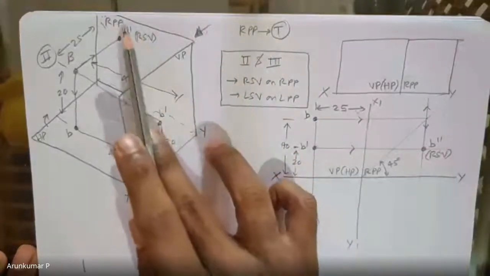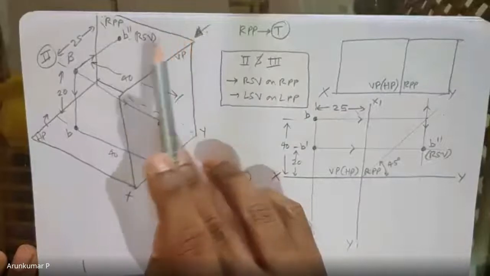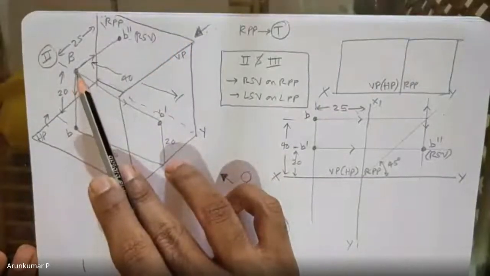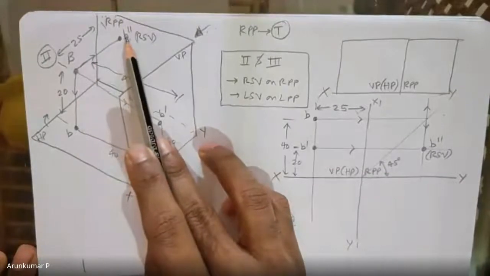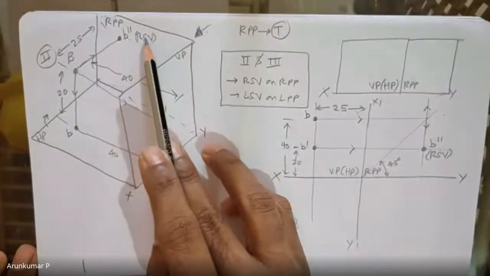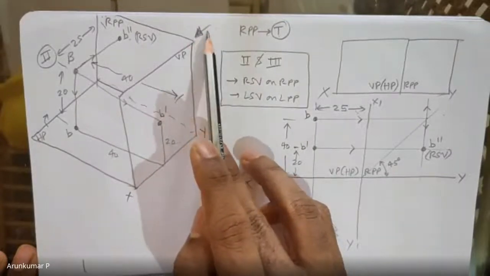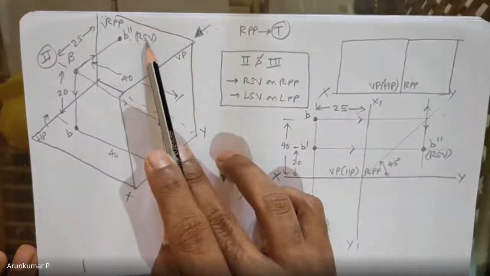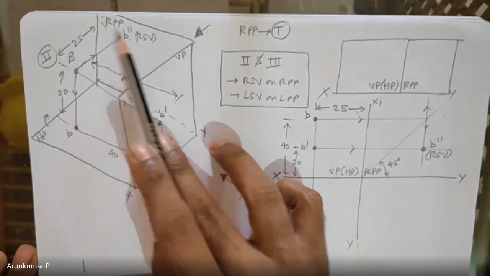If you make RPP transparent, then when you look from the right side, you will be able to see the point B. So the side view of B will be B double dash, which is a right side view because you are looking from the right. So you will get a right side view on a right profile plane in the second quadrant.